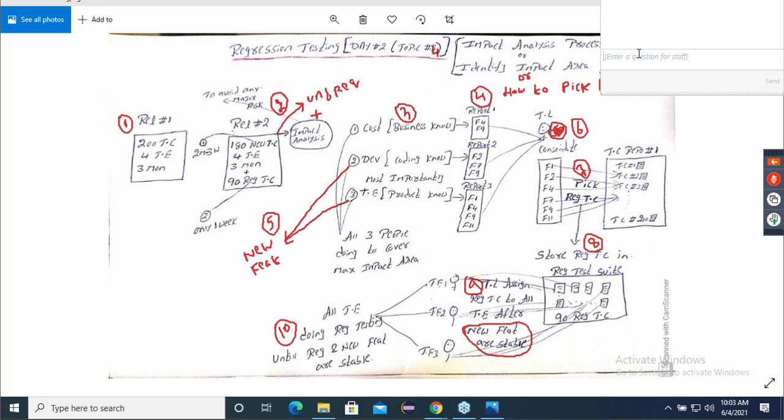Written the heading. Like yes or no, have you written the heading? Not the diagram, only the heading, have you written?